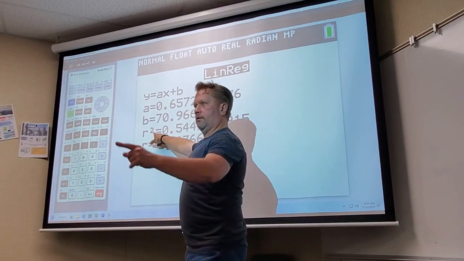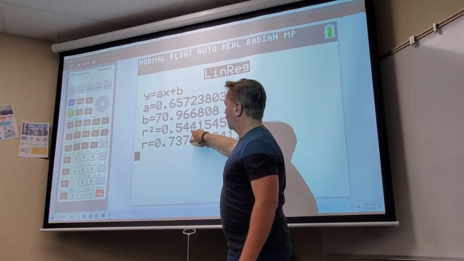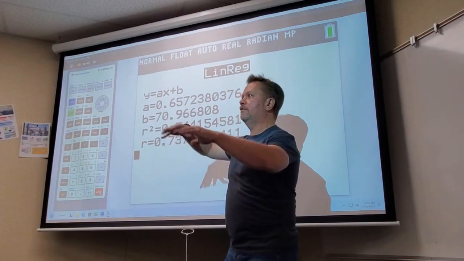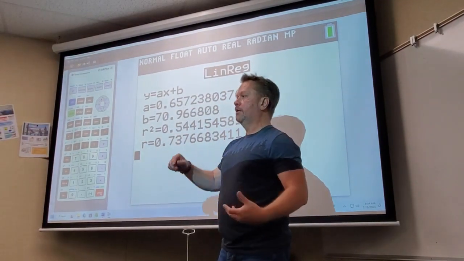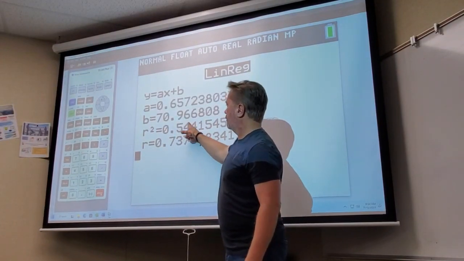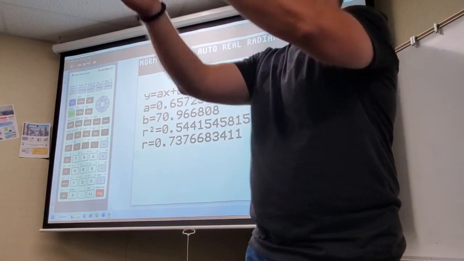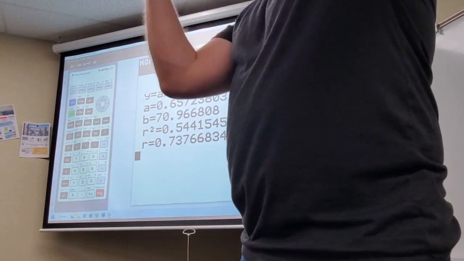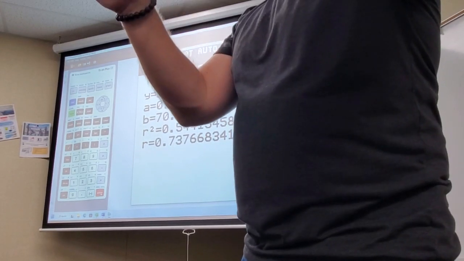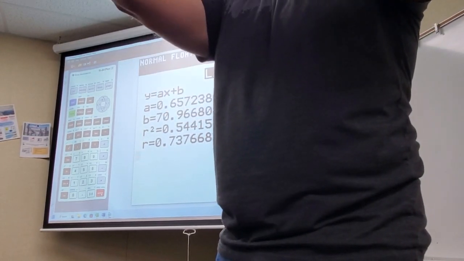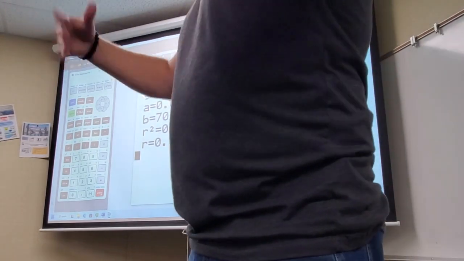So I will tell you this. R squared tells you the percentage effect the variable you're looking at has on the other variable. So it seems about 54% of the change in grades is explained by the difference in, what was this one, hours studied? You guys semi with me? So that's why I was kind of like, you're so close with that. So what's the other 46%?